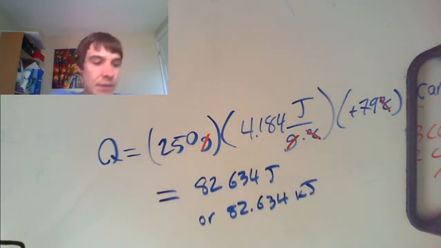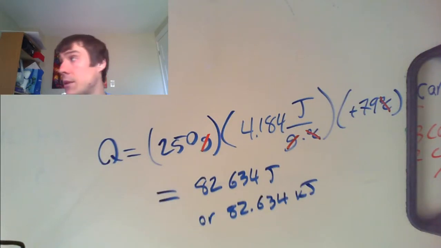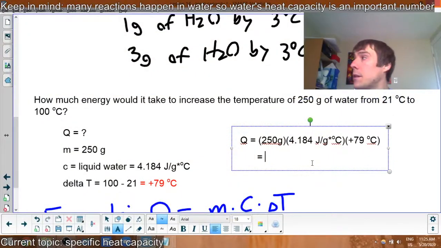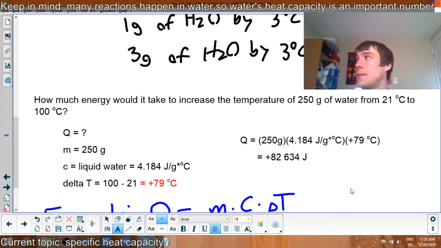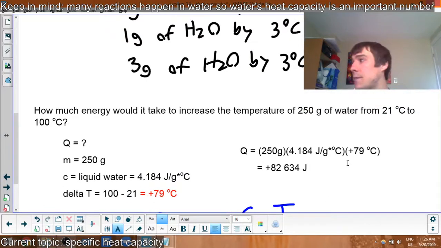Right, and then we can put that into our equation. So we'll put that in here. 82,634 joules of energy, plus. It's a positive. So it's gaining energy. The water is gaining energy, which means the surroundings are going to lose energy. It's a lot of energy. 82,000 joules is a lot. Water has this very high heat capacity. If you've ever had to boil water to make pasta or whatever, you know that it takes a while. So, yeah, that's a basic heat capacity problem.